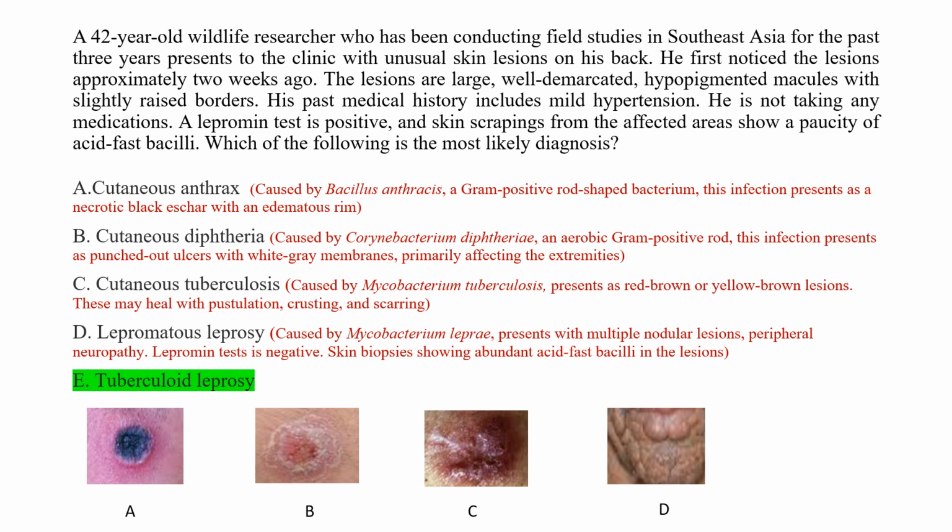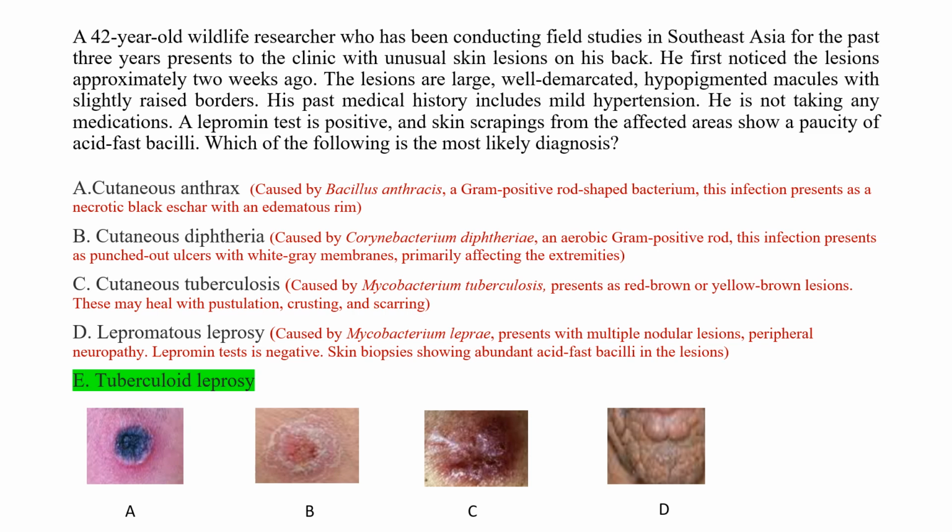Option B, Corynebacterium diphtheriae is a gram-positive rod and can cause cutaneous diphtheria, which is characterized by punched-out ulcers covered by gray-white membrane, often seen on the extremities. It is more common in immunocompromised patients or those with poor hygiene. However, our patient's lesions are on the back and not the extremities, and the description of the lesions does not match with cutaneous diphtheria.